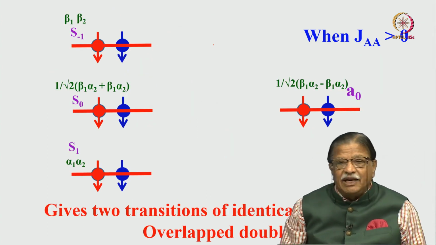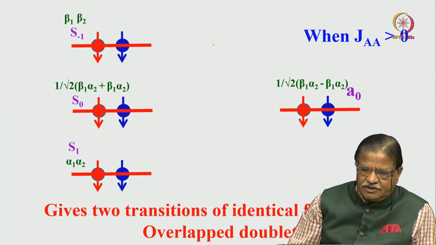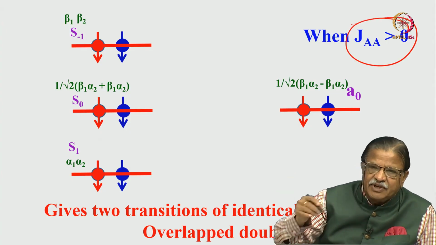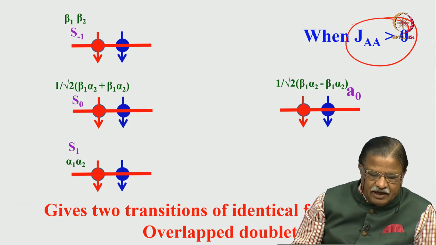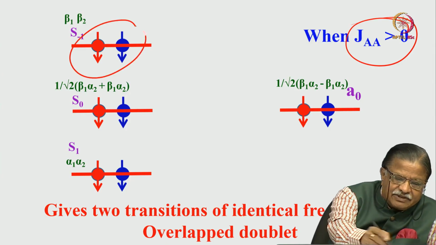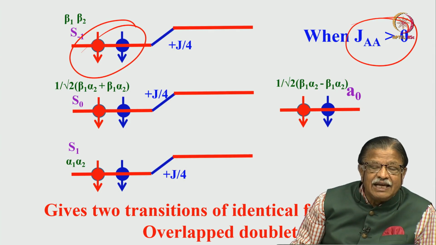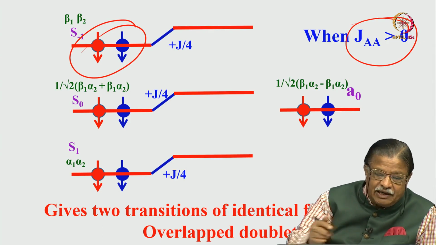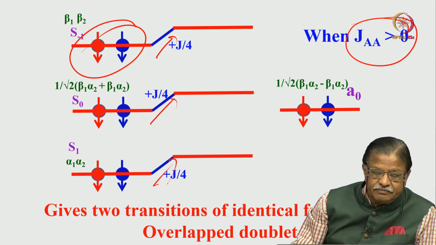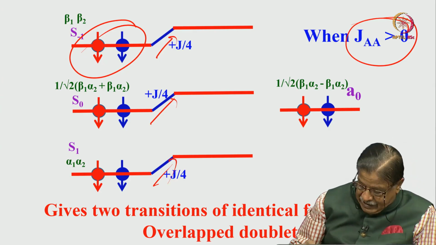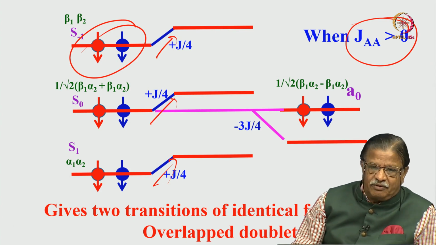What happens if the coupling is non-zero? Same example like we discussed for the AA case. When the coupling becomes non-zero, that means JAA is greater than 0. Of course, it can be less than 0 also, I said non-zero. We have again 3 energy states which are symmetric states. And what happens, as I said, in the case when there is a coupling, these energy states are shifted up by J by 4. Whereas, the antisymmetric energy state is shifted down by 3J by 4.